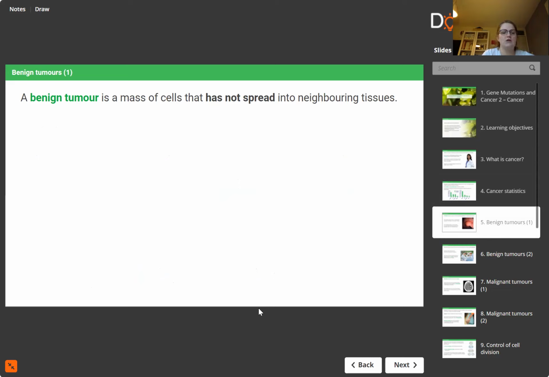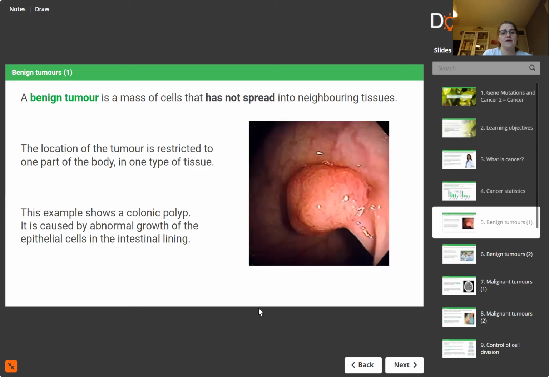So benign tumors. A benign tumor is a mass of cells that has not spread into neighboring tissue. So it's controlled, it's in one set area. The location of that tumor is restricted to that singular part of the body, and it's in one type of tissue only. So the example here shows a colonic polyp. So that's a polyp in the colon, and that's going to be caused by abnormal growth of the epithelial cells in the intestinal lining. We class benign tumors as non-cancerous.